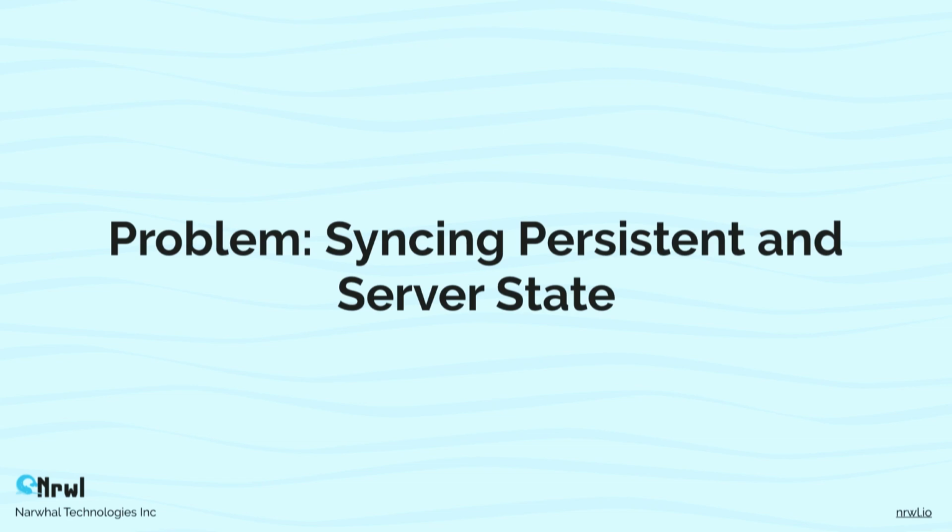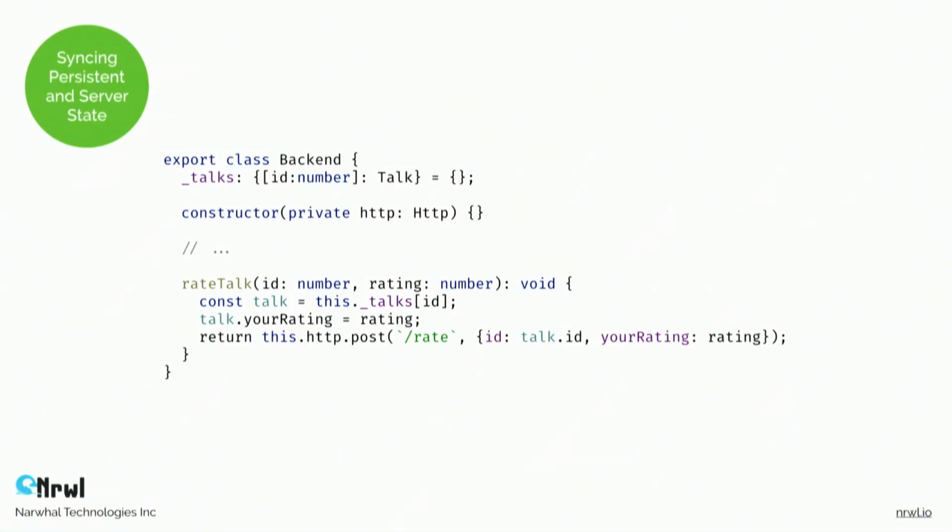Let's talk about the synchronization of the persistent state and the server state. Let's say we have this class, Backend, named very simply, that we use to interact with the server. As you can see, it has a cache of talks. And in the interest of time, I'm not going to cover how we are going to populate that cache. I'm going to omit all these details because it's a very hard problem in itself. Let's not worry about it. Let's worry about something which is smaller.